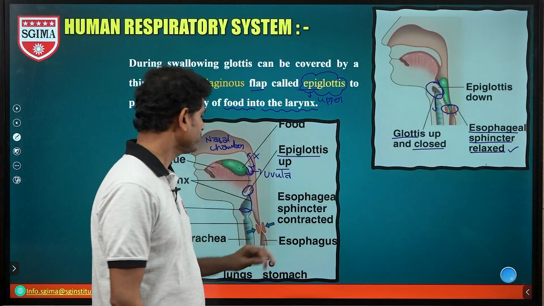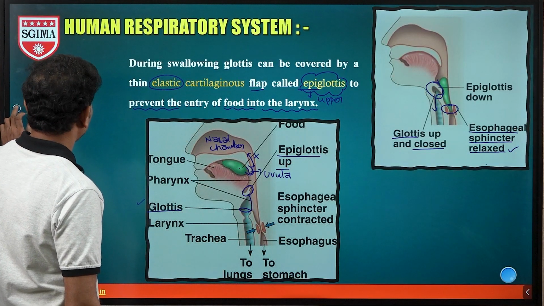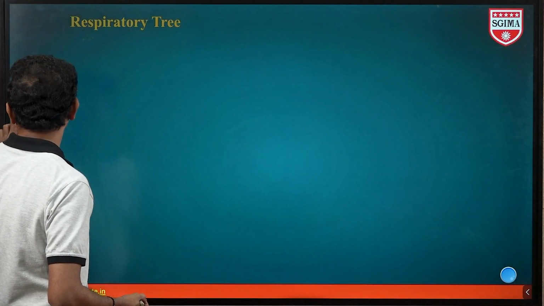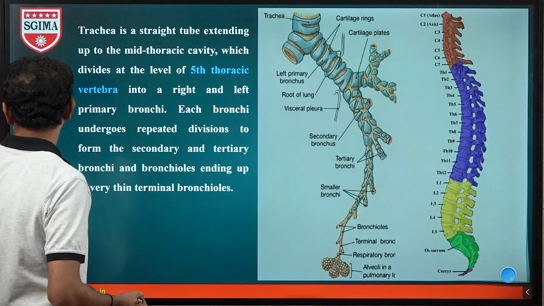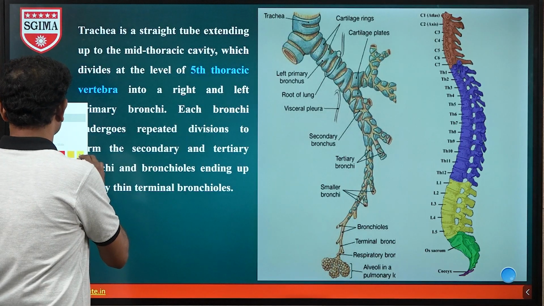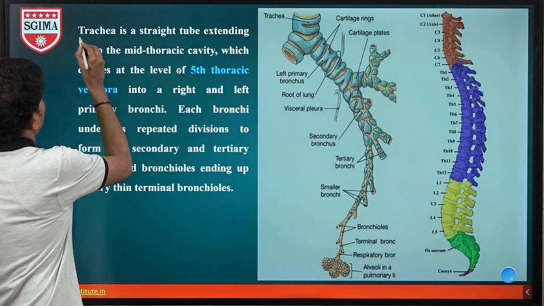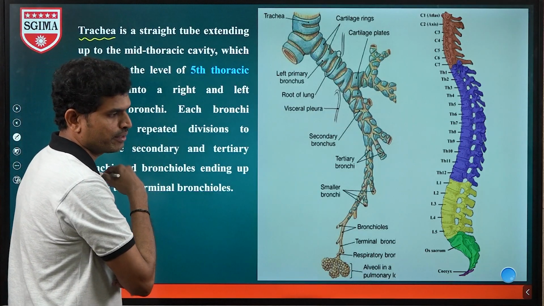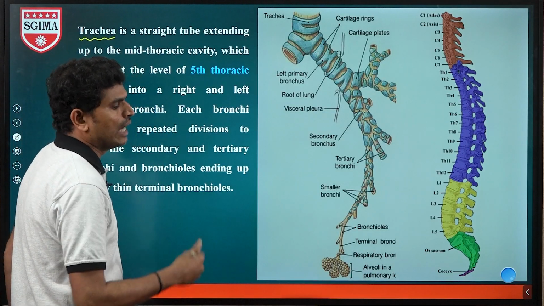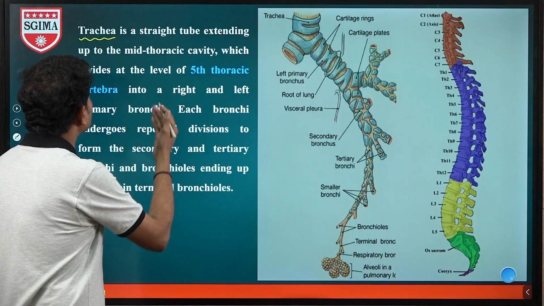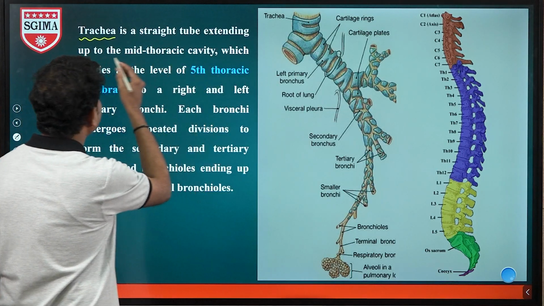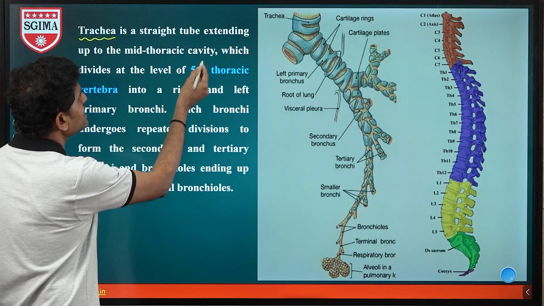Okay, next slide. Trachea is a straight tube. Previously the pharynx was completed, then the larynx was completed. Next, the larynx opens into the trachea. So the trachea is a straight tube extending up to the mid-thoracic cavity.